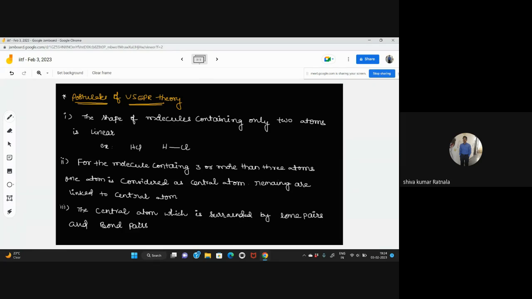Lone pairs means, for example, if I take H2O, which I have written already, this is one lone pair and this is one lone pair. These two are lone pairs, and those I'm indicating with red color are known as bond pairs. BP means bond pairs. Now see, the central atom is surrounded by bond pairs and lone pairs, yes or no?